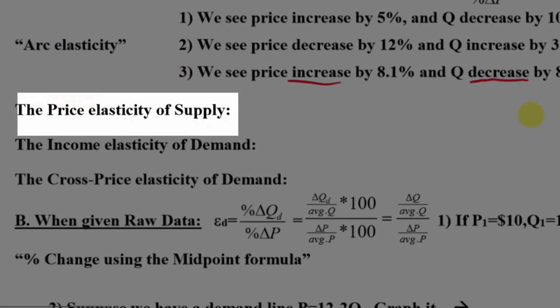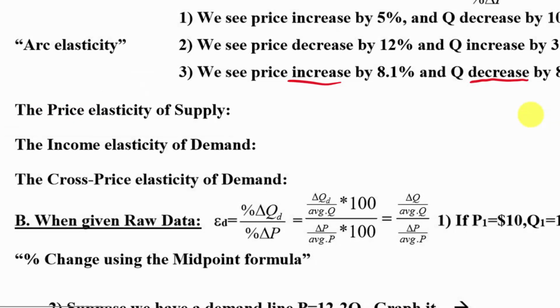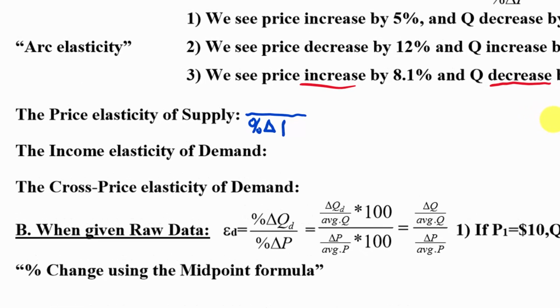So price elasticity of supply, the formula is going to be the percent change in the first word on the bottom, price, and the percent change in the quantity being supplied on the top. The income elasticity of demand is going to be the first word on the bottom, percent change in the income on the bottom, and the percent change in the quantity people are buying on the top.